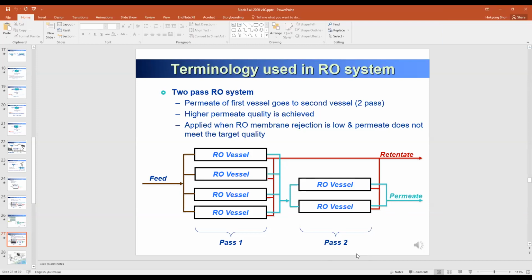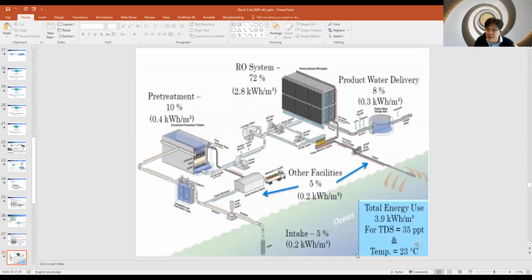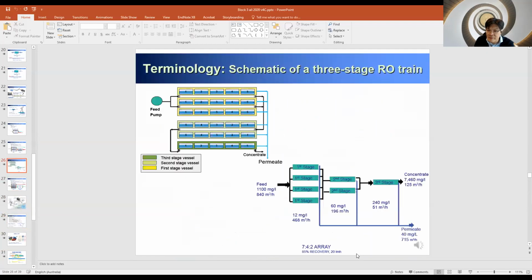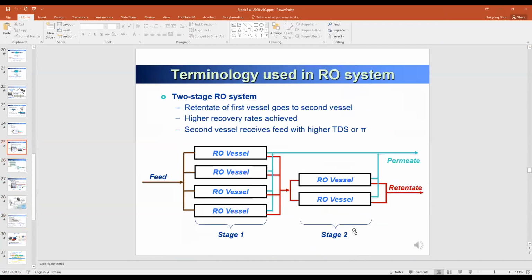For example, could even the retentate go through the second pass? If I don't need high quality water, it would be okay, but the passes are just for permeate. Retentate is a different terminology. This one is stage 1, stage 2. So remember, the pass is the blue line. They collect the permeate and it goes to the next RO.